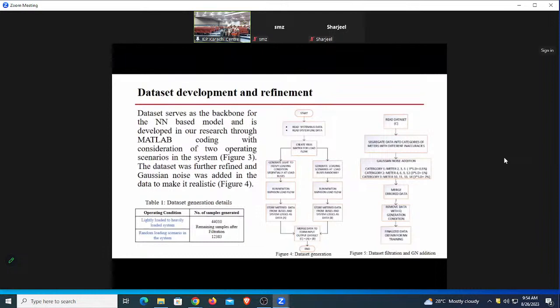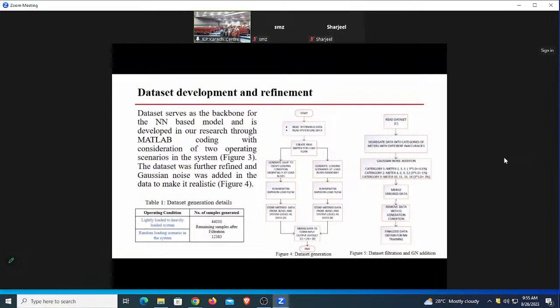In some practical scenarios, you know that a transmission network might behave as a reactive power source under lightly loaded conditions. As the title of the paper says, we are predicting the active loss and reactive loss, therefore we have to filter the data, and we were left with 12,383 samples after filtering out those cases in which the transmission line was behaving as a source of reactive power, that is, negative Q values were provided by the network.